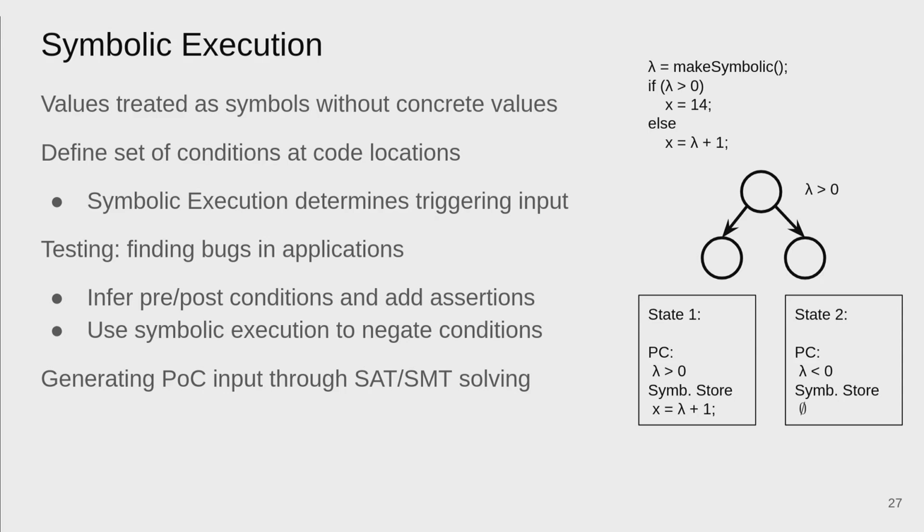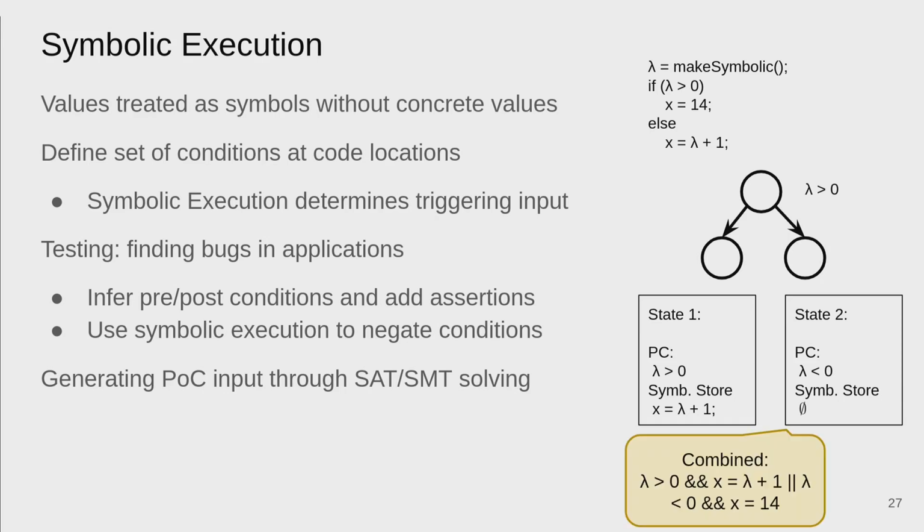On the right-hand side, you see a small piece of code where we make a variable symbolic. If the variable is larger than 0, x equals 14. Otherwise, x equals the variable +1, which gives us a state split between state 1 and state 2, depending on whether the initial symbolic variable is larger or smaller than 0, and x will become either the variable +1 or 14.